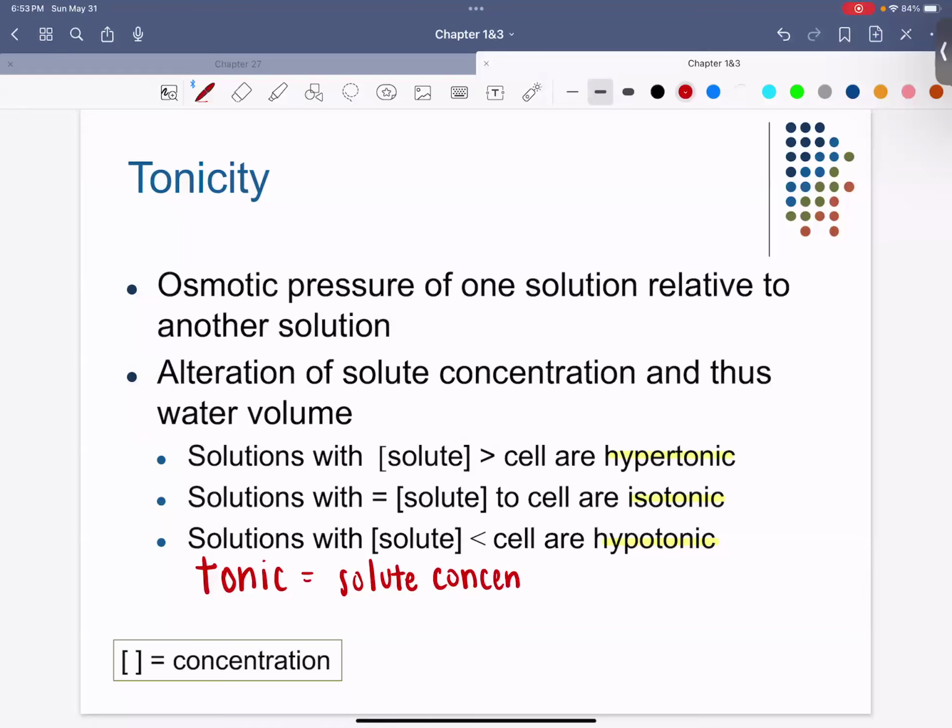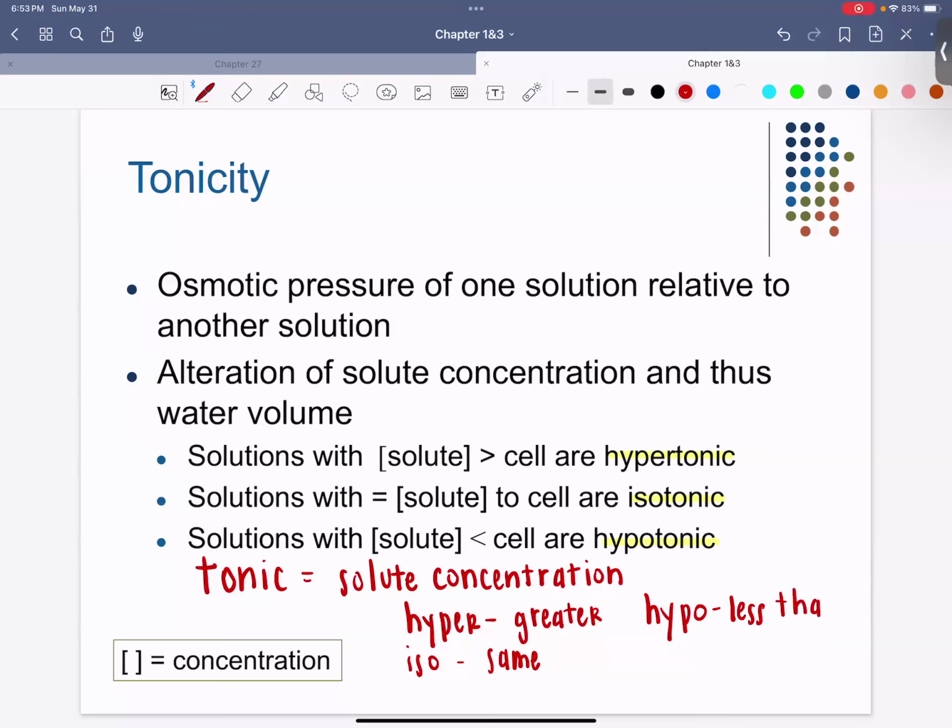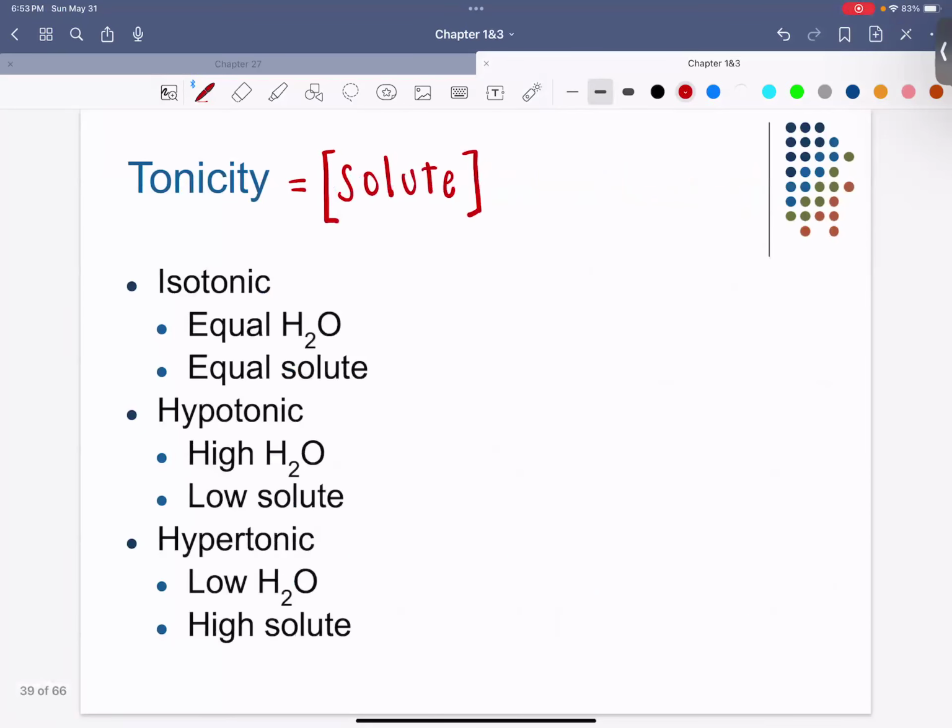And then if you look at the prefixes, hyper means greater than. Iso means the same. Hypo means less than. If you have somebody with hypothermia, their body temperature is lower than normal. So these terms only make sense when you're comparing two or more solutions.